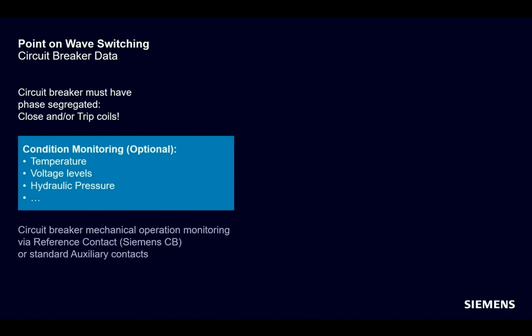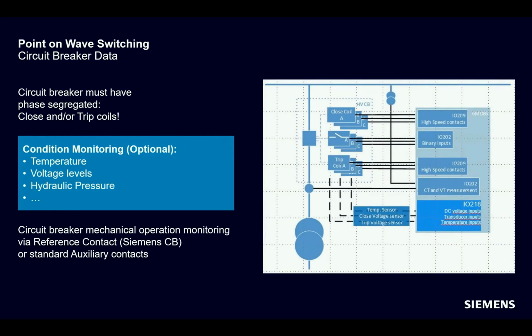So, in this slide, we will discuss circuit breaker requirements to realize point-on-wave function. The first important condition is that the circuit breaker must be phase segregated. In other words, you must be able to switch each phase independently. This you can see on the diagram on the right-hand side. Please note that IO209 modules with high-speed output contacts are necessary. One IO209 module has 4 high-speed output contacts.